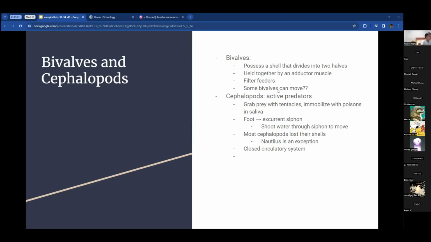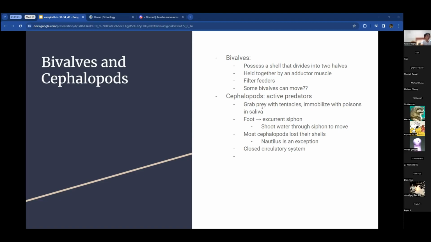Cephalopods. These are squid, octopi, very active, fast predators. They grab their prey with tentacles, and they have poisonous saliva. It's cool. Their foot has become the excurrent siphon, which you can think of as jet propulsion. Imagine if you could drink water and shoot it out of your hands, like Iron Man, to move somewhere. That's basically what they do. Except it's not a hand; it's a foot. Kind of gross.